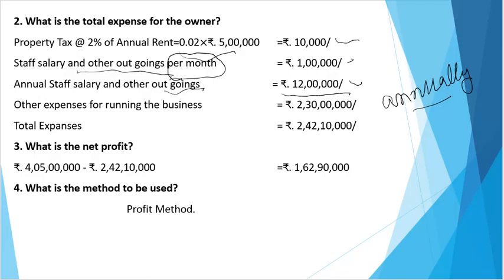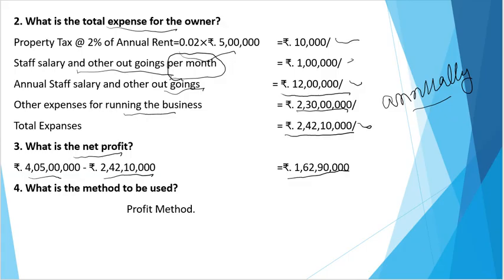Other expenses for running the business are given as 2 crore 30 lakh. So total expenses are 2 crore 42 lakh 10,000. So this is the total expense of the owner. Next he has asked about the net profit. So net profit is total income minus total expenses, which is 1 crore 62 lakh 90,000.